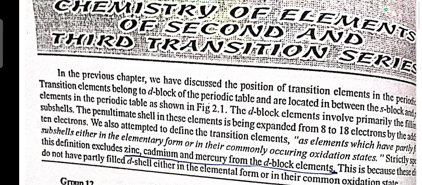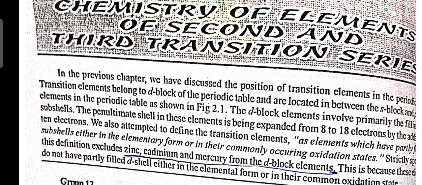In the previous chapter, we have discussed the position of transition elements in the periodic table. Transition elements belong to the d block of the periodic table and are located in between the s block and p block elements. The d block elements involve primarily the filling of the subshells. The penultimate shell in these elements is being expanded from 8 to 18 electrons by the addition of 10 electrons.